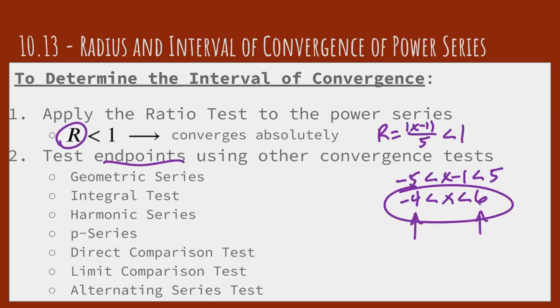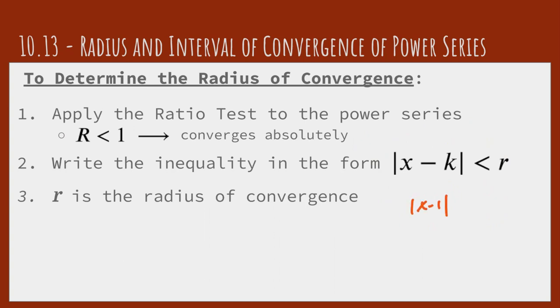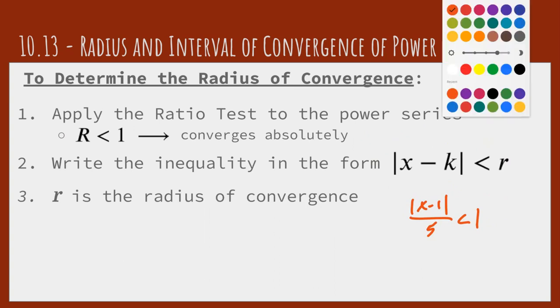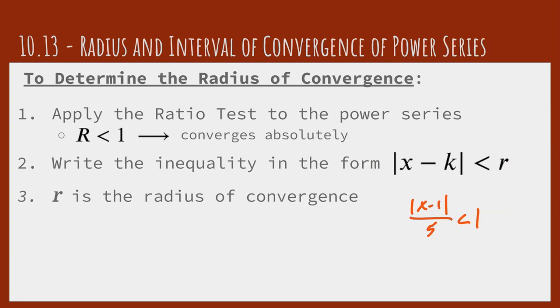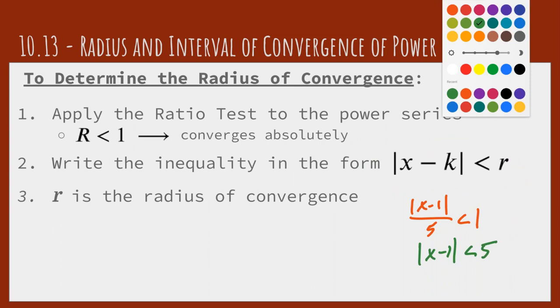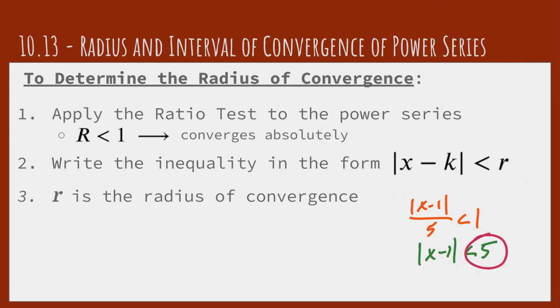So if I go back and use this example right here, I'm going to write that out again. If we get this into the form absolute value of x minus k is less than r, so the absolute value of x minus 1 is less than 5, then what this tells me is that the radius is going to be 5. The important thing here is this is an x to the first power. X is not multiplied or divided by anything. So this is just a 1x right here. Then this number is going to give us the radius of convergence.